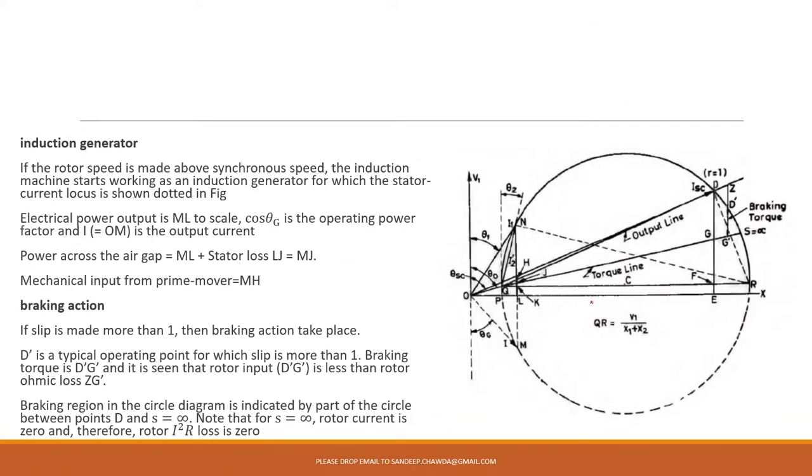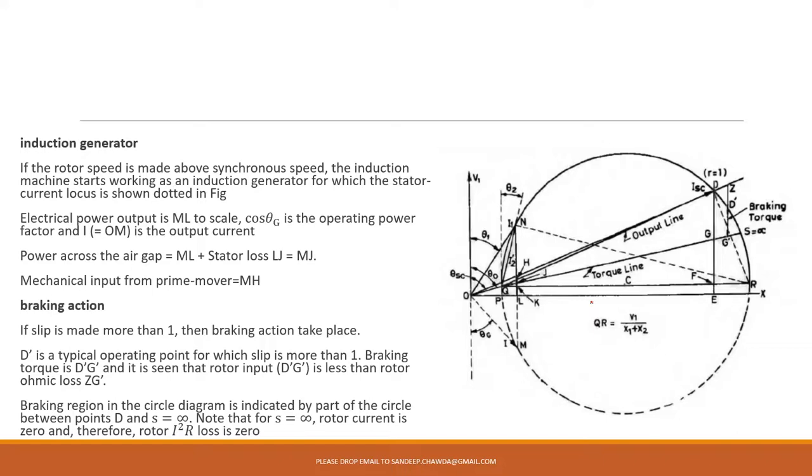What we have seen is motoring action. What is remaining? Generating action and braking action. So an induction machine can operate as an induction generator. When an induction machine is operating as a generator, we call it an induction generator. So how is this operation obtained? When the speed of the rotor is above synchronous speed.